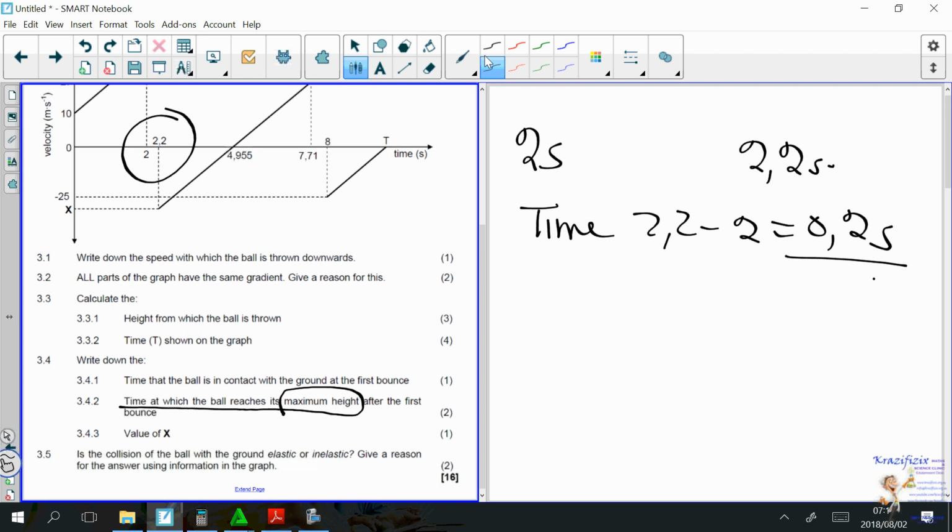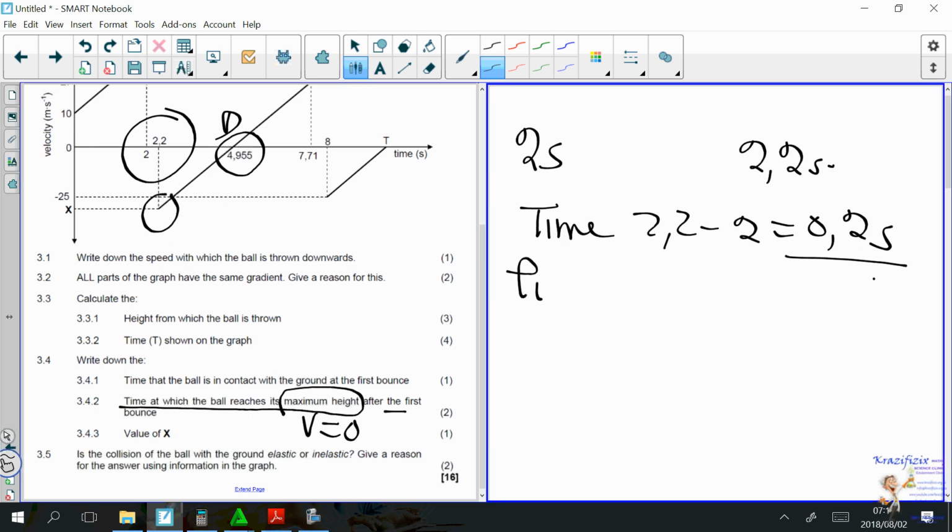Time at which the ball reaches the maximum height. Where is the maximum height? At maximum height, velocity equals 0. After the first bounce, the ball bounces here. This is my maximum height, point D, if you go back to the graph. So what's my time? My time now is 4,955 seconds.